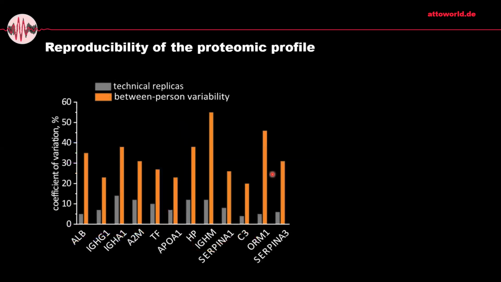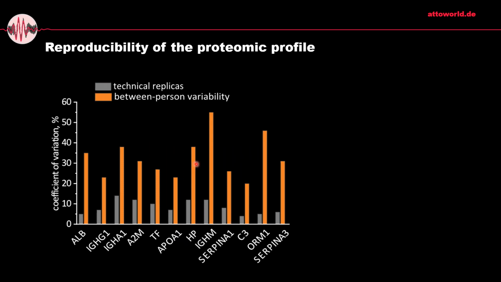What was also important for us was the reproducibility of the proteomic profile. Here you can see the comparison of the coefficients of variation, so the reproducibility of the measurement basically, for the technical replicas and for between person variability. And you can see that for all the proteins that we were interested in, the between person variability is by far higher than the technical replicas.